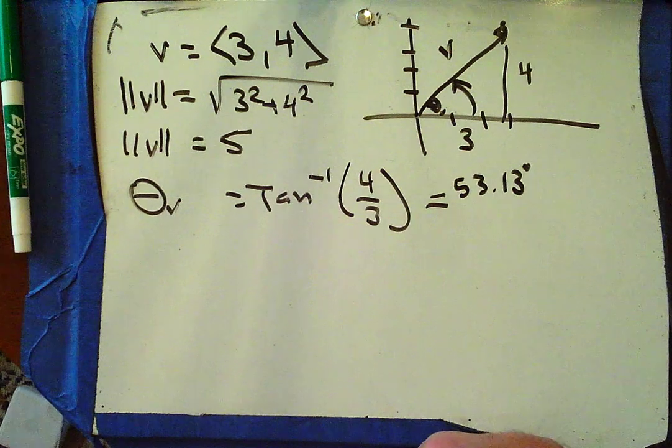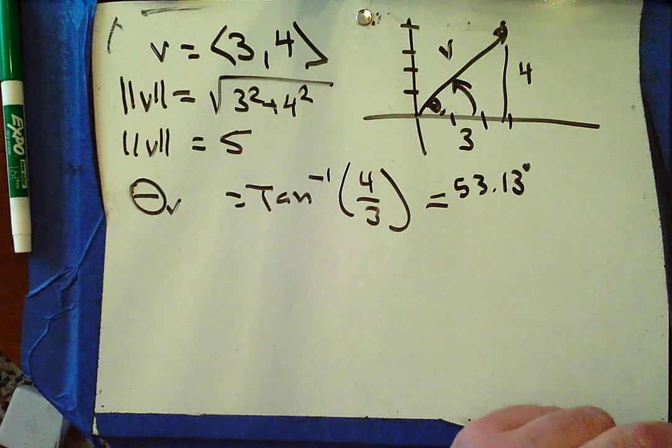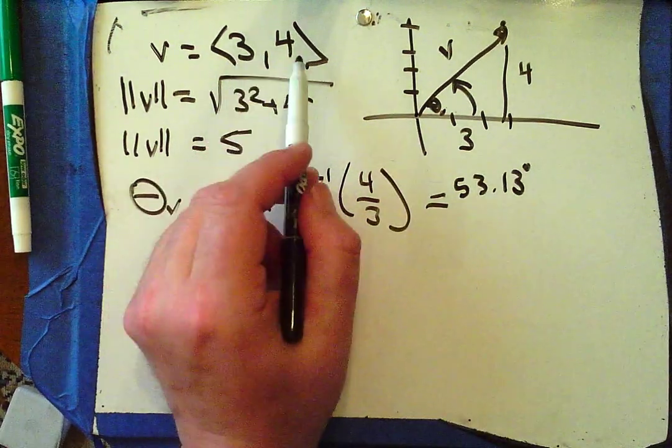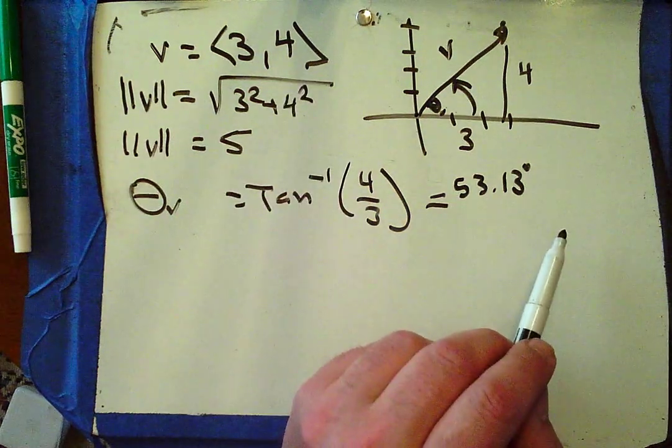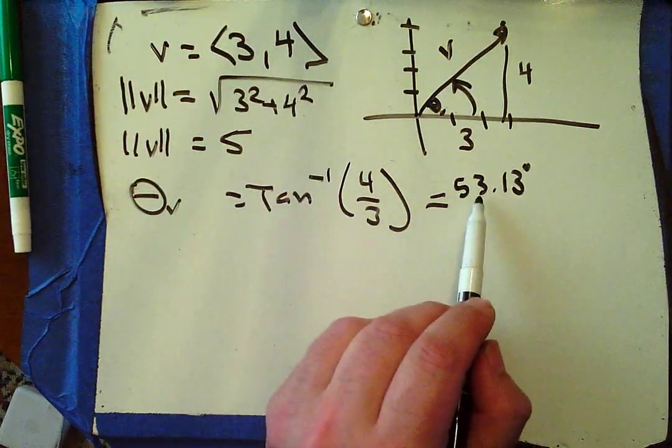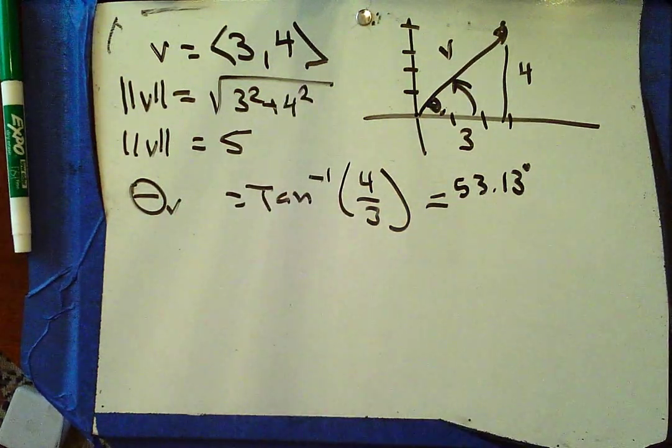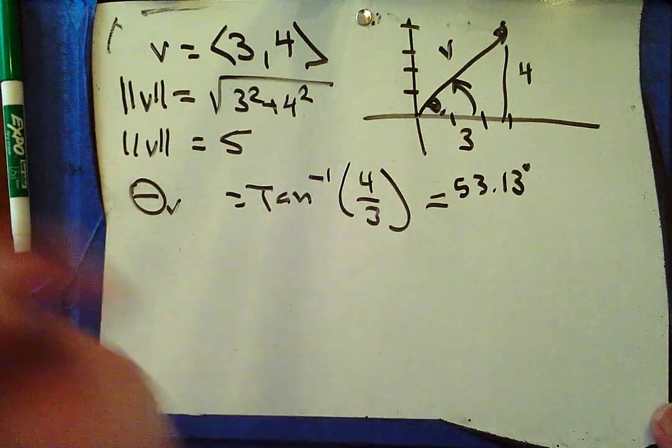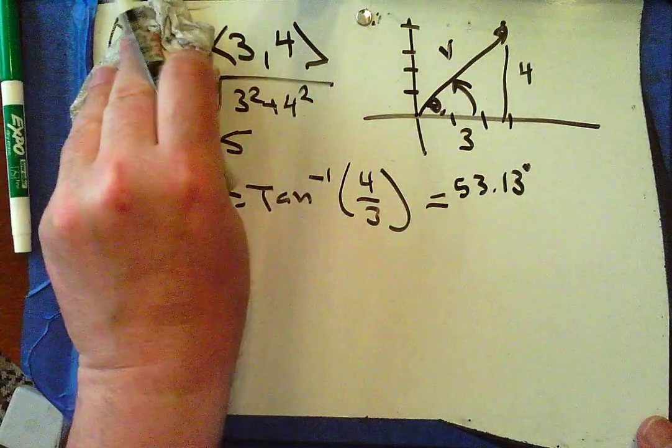What's theta v, the direction angle? At what angle does this vector go off at? I know it goes over 3 and up 4. That's the direction, and this is the angle for that direction. Okay, so those are different ways that I can describe or identify theta v.